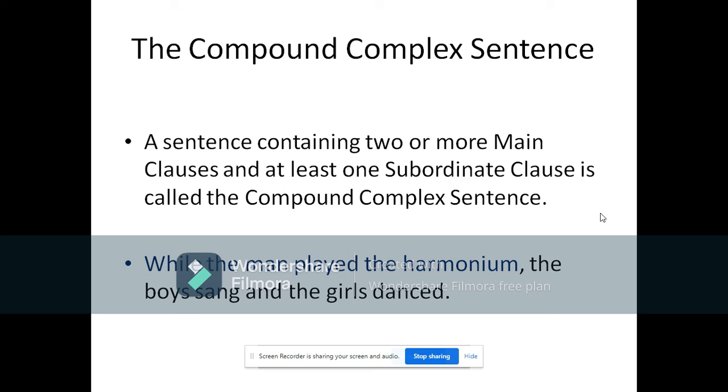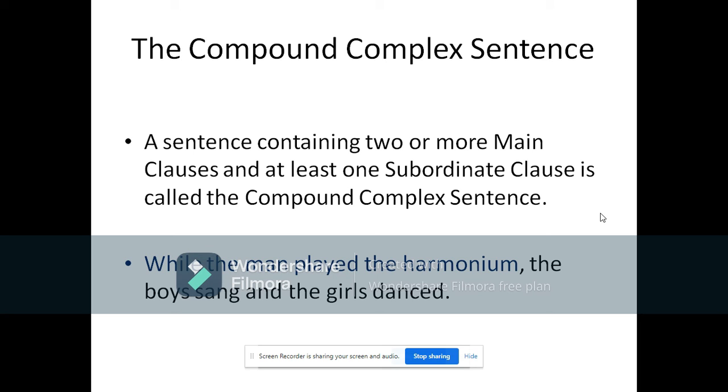Now the fourth one is the compound complex sentence. A sentence containing two or more main clauses and at least one subordinate clause is called the compound complex sentence.